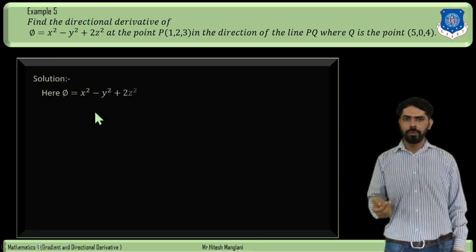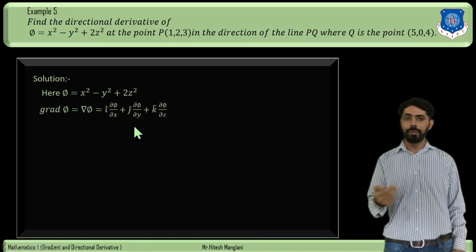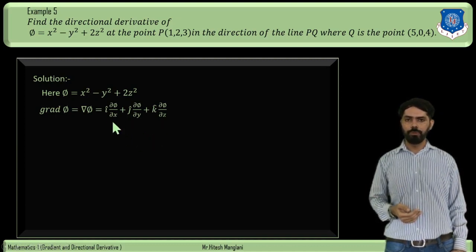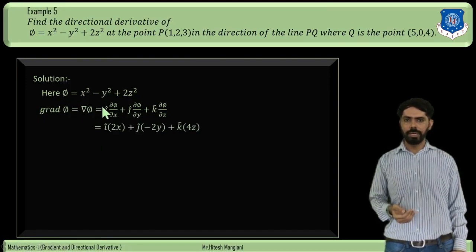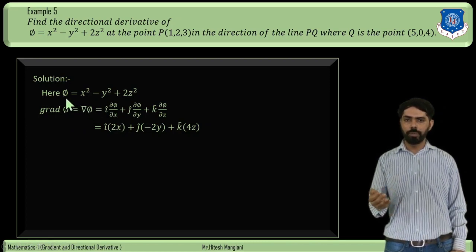So here phi is equal to x square minus y square plus 2z square. First of all we will find out grad phi, which is defined as i del phi by del x plus j del phi by del y plus k del phi by del z. So that means we will have to find out the partial differentiation of phi with respect to x.